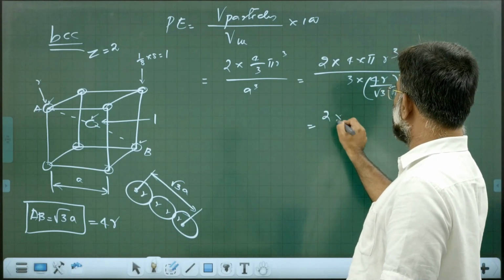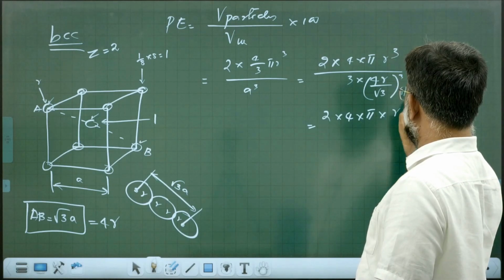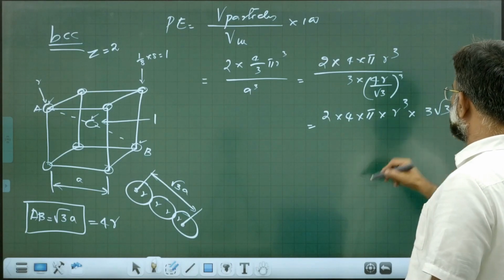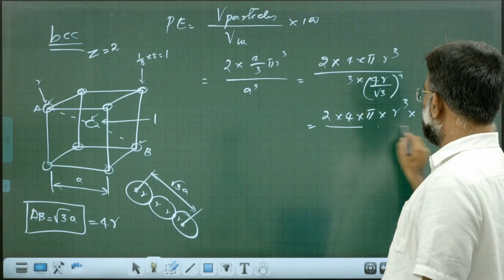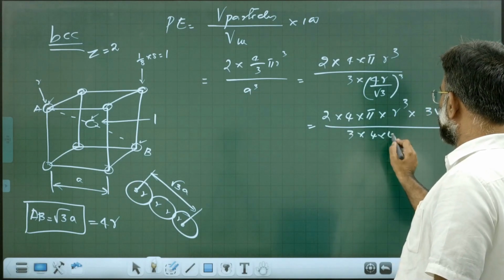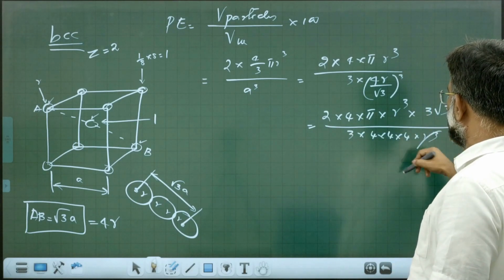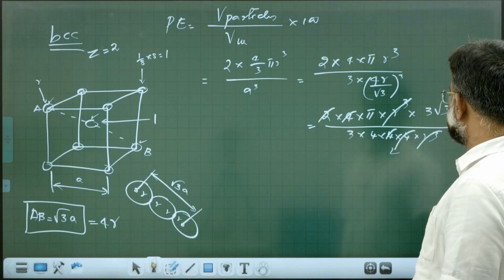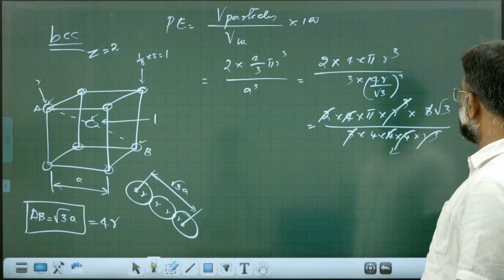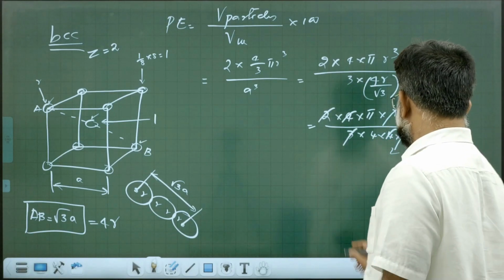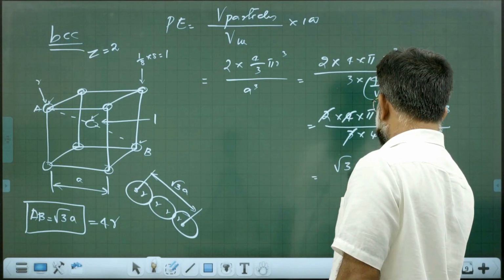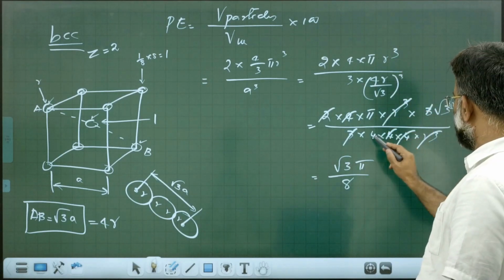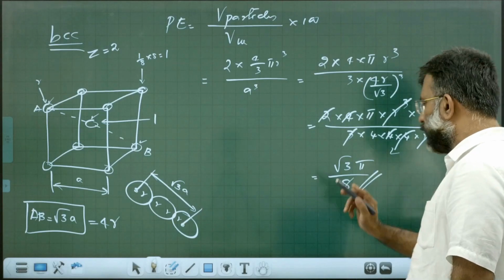So how much you get? 2, 4, pi, r cube, root 3 whole cube will go to top. That will be 3 root 3. Root 3 whole cube divided by 3 into 4, 4, 4 into r cube gets cancelled. So 1 4 will get cancelled. Then this also will get cancelled. This 3 will get cancelled. How much you get? Root 3 pi by 8, isn't it? Am I right? Please verify. Root 3 pi by 8, 4 into 2, 8.